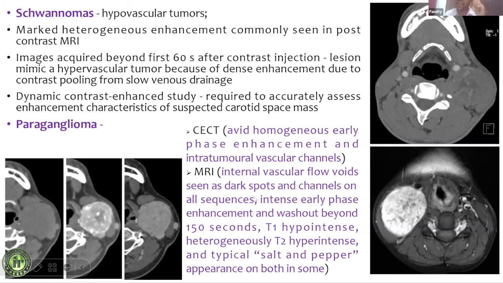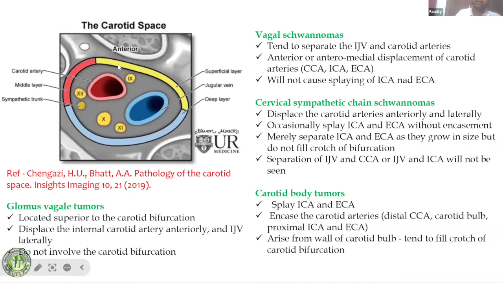So if you are doing an MR, dynamic imaging is always helpful in evaluating the enhancement pattern. And second, you will always look for flow voids, because those are seen in paragangliomas. So this is a case of a vagal schwannoma. Why it is a vagal schwannoma, I will discuss the pattern of vascular displacement that will help in narrowing down the differential diagnosis.